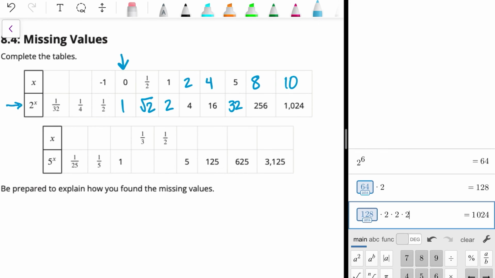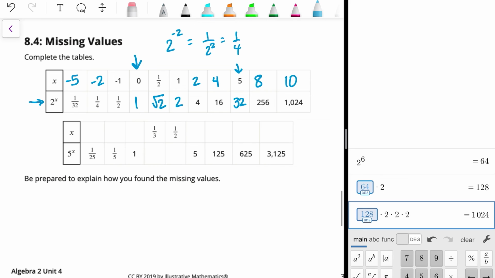All right, so then we can look at an x value of what is going to give us 1/4. 2 to what power? So 2 to the negative 2 is going to give us 1 over 2 squared, which is 1 over 4. And then the 32, well, we already saw that 2 to the 5th is 32. So if we have a negative 5, that's going to be 1 over 32. All right, let's take a look at the last one.